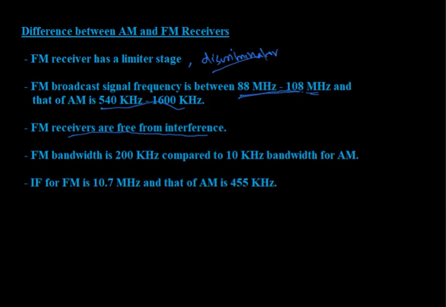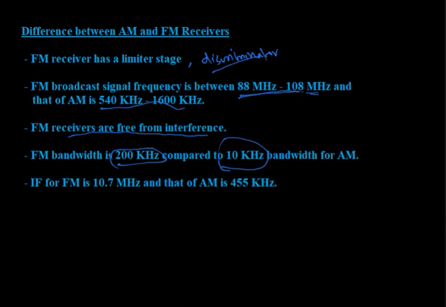Now if we consider the bandwidth, we have seen that in the case of an amplitude modulated wave, the bandwidth is 10 kilohertz only. That is actually 2 times the signal frequency. But for the frequency modulated wave, the bandwidth is 200 kilohertz. It is much greater compared to the amplitude modulated wave. The bandwidth is 200 kilohertz.